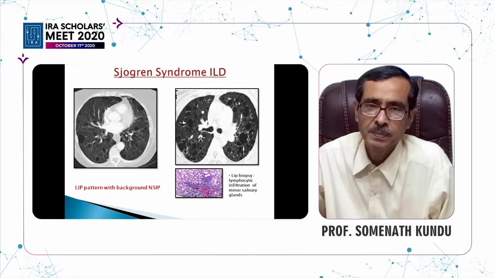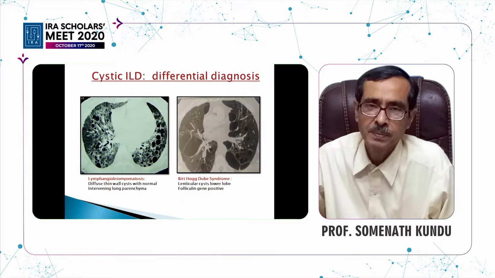Remember some cystic ILD differential diagnosis, especially in female patients, lymphangioleiomyomatosis, where you can get diffuse thin wall cysts with normal intervening lung parenchyma. It can be cysts, lenticular cysts in the lower lobes in the Birt-Hogg-Dube syndrome, which is due to a folliculin gene positivity.